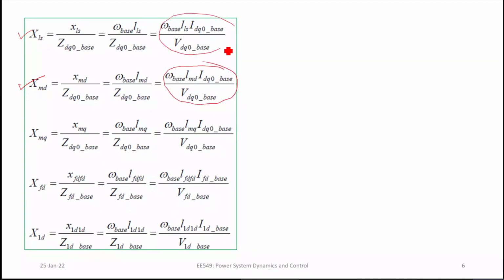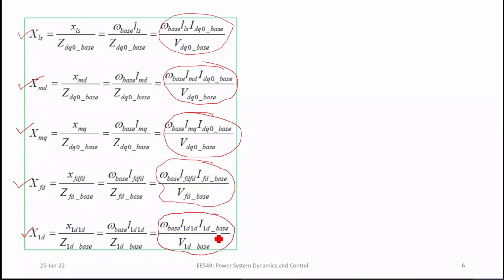So all these expressions we can substitute in the flux linkage equation. Similarly, XMQ also I can write like this. Similarly, XFD I can write like this, right? That is in terms of omega, L, IFD base, VFD base, right? Similarly, XLS also we have written in terms of omega, LS quantity, then IDQ base, then VDQ base, right? Similarly, I can define X1D also. X1D is also written in terms of omega base, L1D, and I1D base by V1D base. Now instead of these quantities, I can substitute these per unit reactance values like XLS, XMD, XMQ, XFD, and X1D.